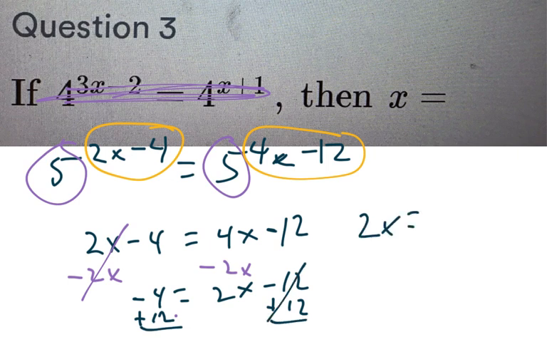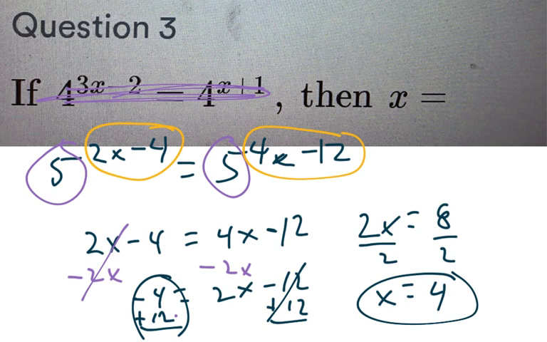So 2x is going to equal 8. 12 minus 4 is 8. So when I divide by 2, in my case, x must be 4. But the logic is, guys, if I have 2 powers equal to each other, then their exponents have to equal each other, given that they're the same exact base, right? Okay, hopefully that makes sense.